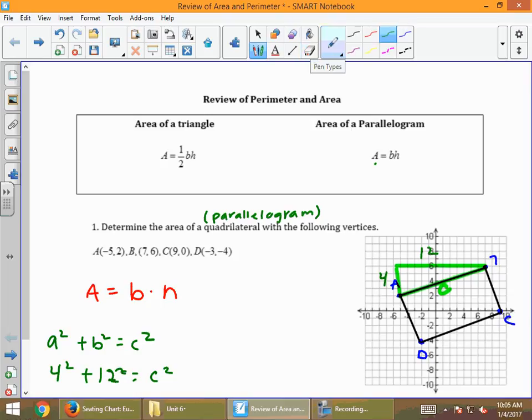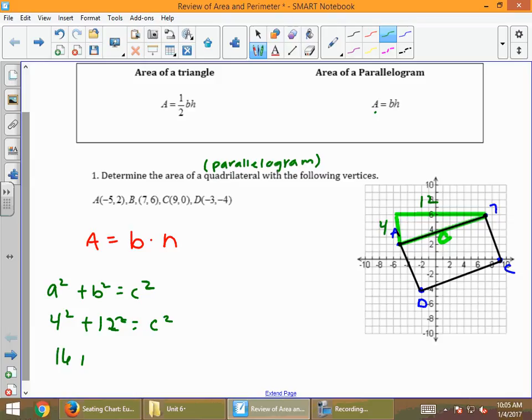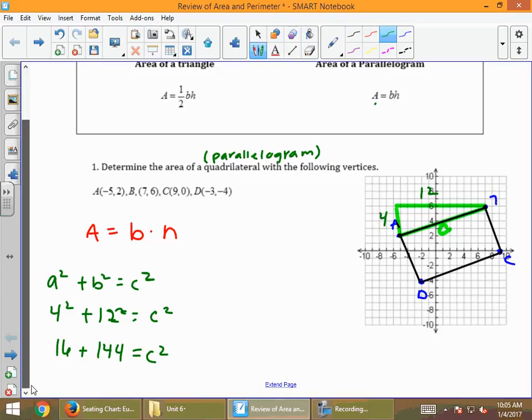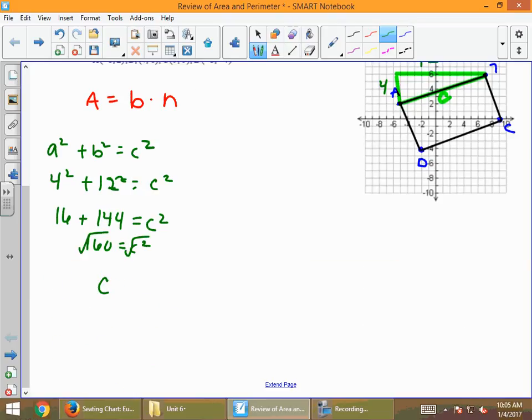What is 4 squared? Good. What's 12 squared? What's 16 plus 144? What is it? 160. And then again, what do we have to do to both sides? So c is equal to the square root of 160 for right now. We're just going to leave it as the square root of 160. Don't worry about simplifying until the very end. Okay. So that is our base. Found our base.